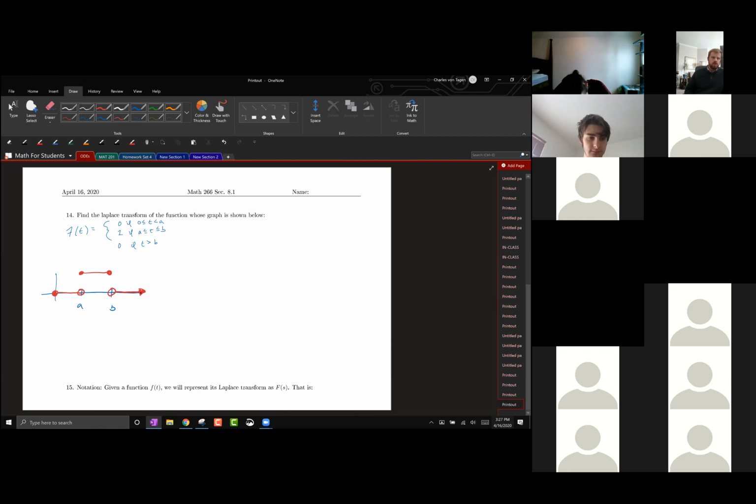Let's mention one thing real quick. I'm never going to worry about those endpoints when I'm doing this. I'm never going to worry whether one of those dots is open or closed, because as far as the integral is concerned, values of integrals don't recognize the value at a single point. So we don't have to worry. You might represent it this way, whereas your friend might close this dot and open this dot. It doesn't matter.